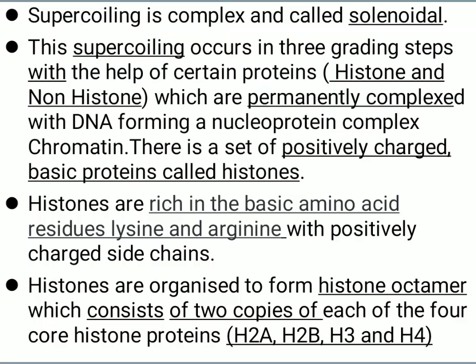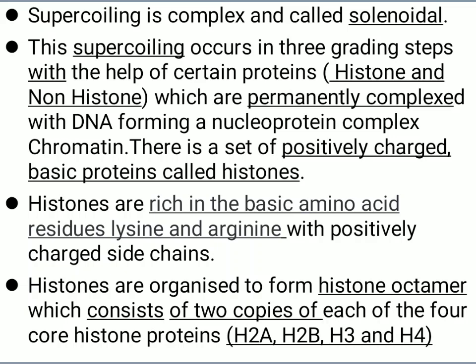Now let's talk about eukaryotes. Supercoiling in eukaryotes is complex and is called solenoidal. This supercoiling occurs in three grading steps, which we will talk about in the next slide, with the help of certain proteins, histone and non-histone proteins, which are permanently complexed with the DNA to form a nucleoprotein complex that is known as chromatin. So chromatin is made of nucleic acid and proteins.